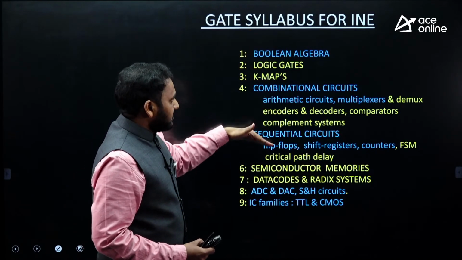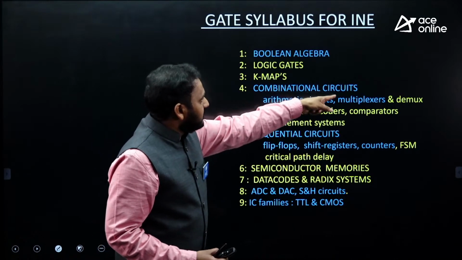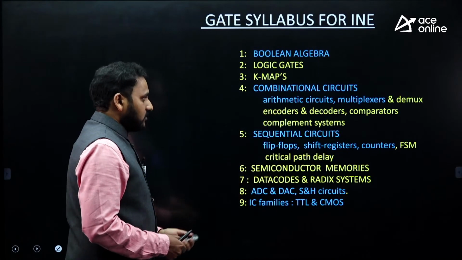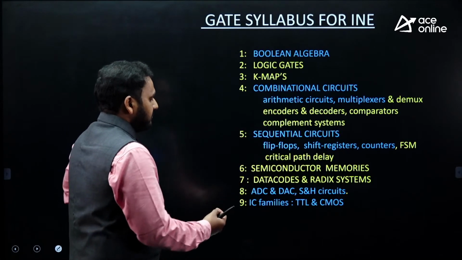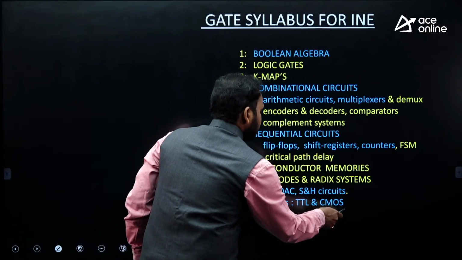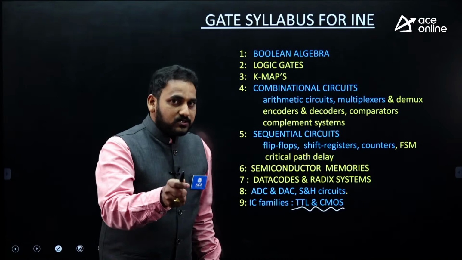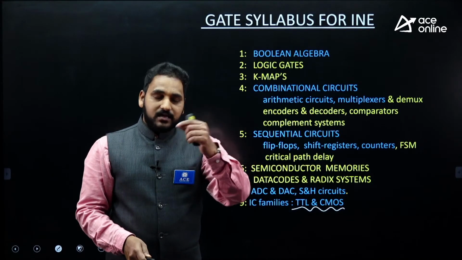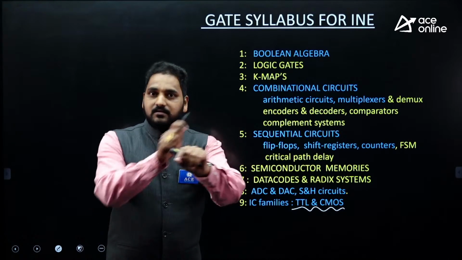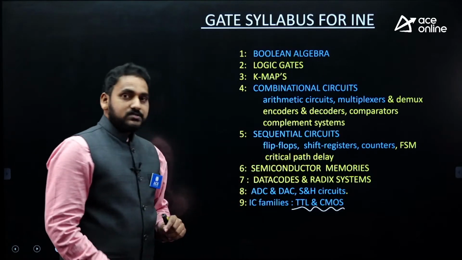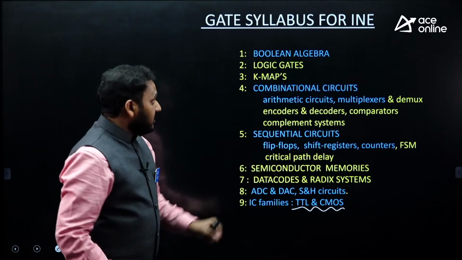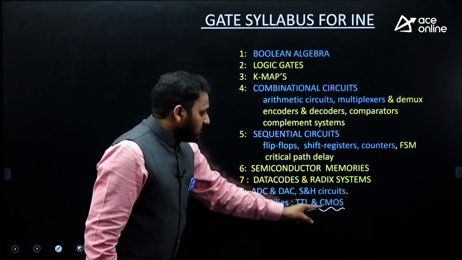Then minimization techniques. After that only you can enjoy the combinational circuit. And for you also, of course, they have given clearly like IC logic families, TTL and CMOS. For ECE, only CMOS. But you need NMOS and PMOS, okay, remember. Electrical, no need of logic families. Electricals, no need of logic family. Instrumentation students, CMOS and TTL.